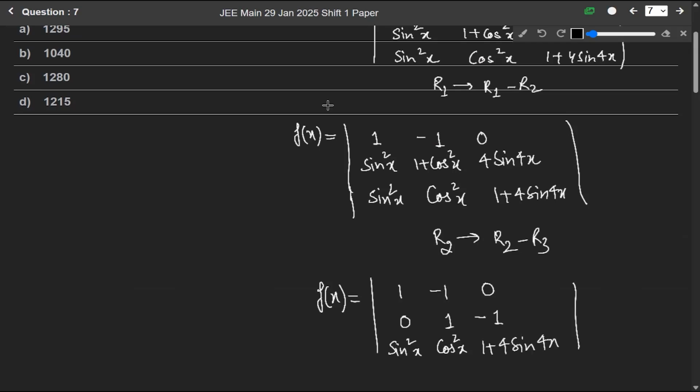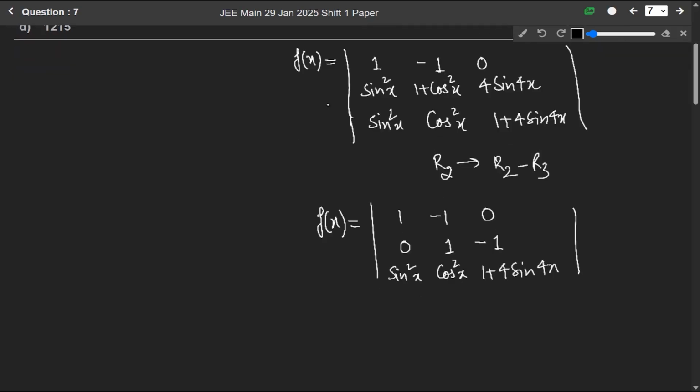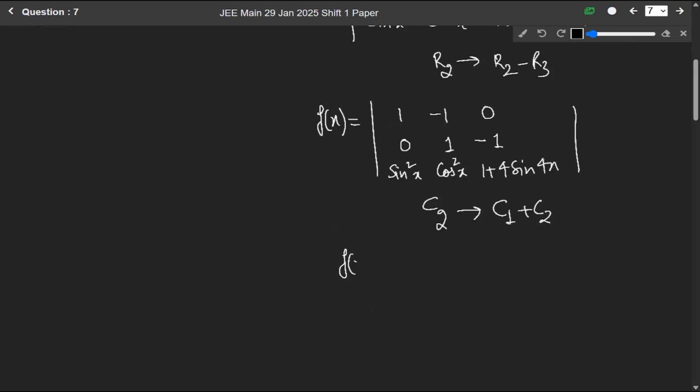Now in the second column, add column 1 to column 2. If we add column 1 to column 2, then our matrix will become: first row 1, 0, 0. The second row 0, 1, minus 1. The third row sin^2 x, and sin^2 x plus cos^2 x is 1, and then 1 plus 4 sin 4x.